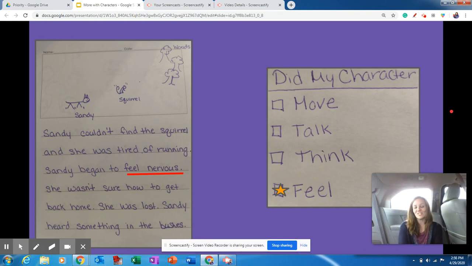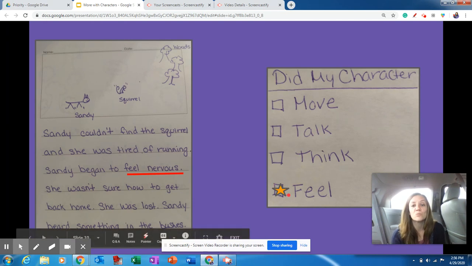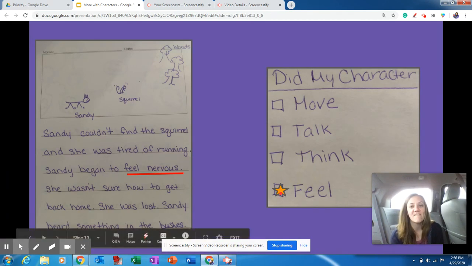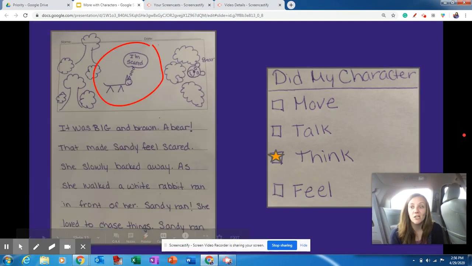I underlined those words, feel nervous, and I actually used the word feel right in my sentence. So I'm checking off that I know my character is feeling. She's feeling nervous.